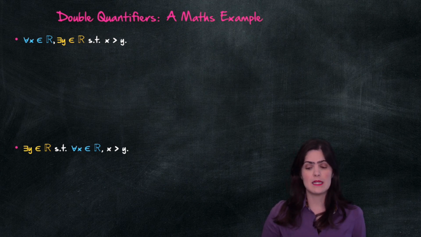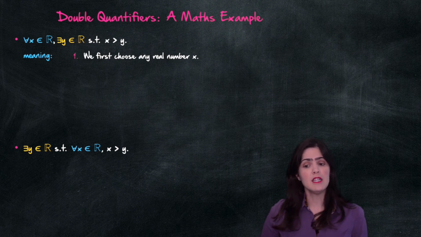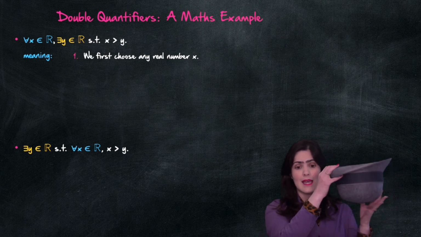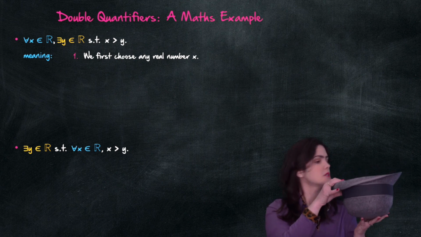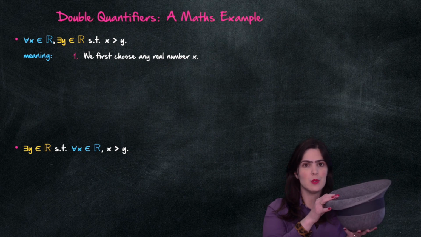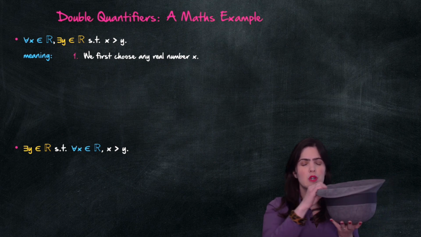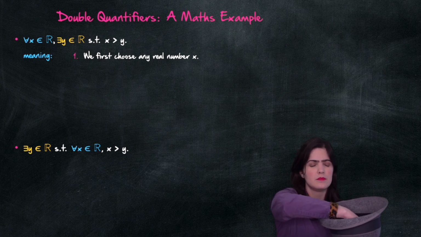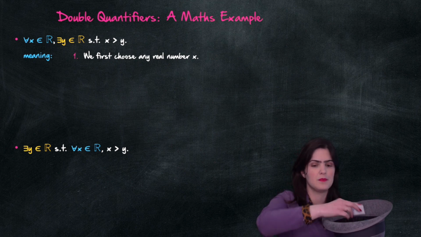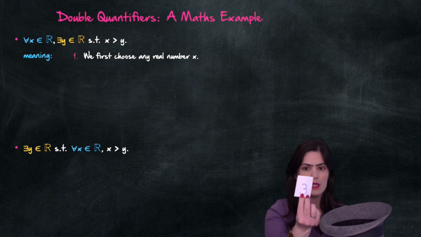The first statement is telling me the following. It says, first choose any real number X. So here I have my hat, has all the real numbers in the world. Trust me, here I can fit all the real numbers. And what I'm going to do is I'm going to give it a good shake. I'm going to close my eyes. I'm going to pick randomly some number. Okay, see here we have number 3.